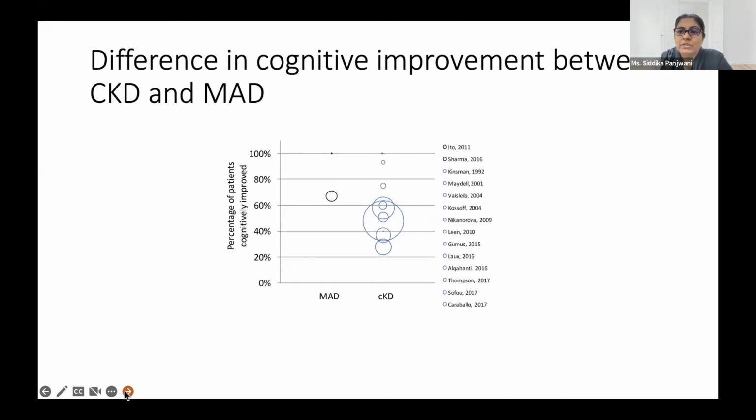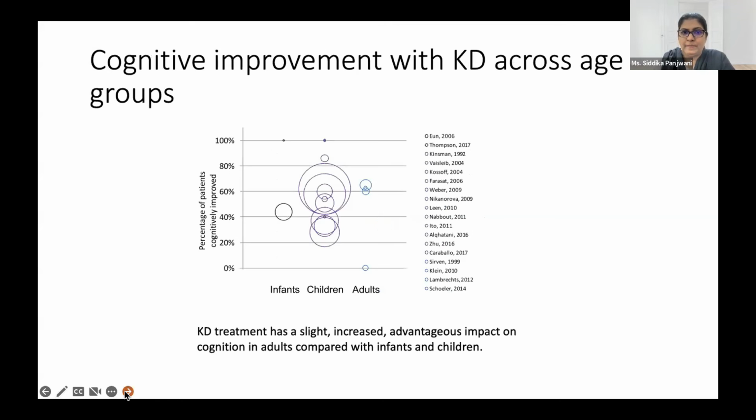Another thing they did was they compared studies which use the modified Atkins diet as compared to studies that use the classical ketogenic diet. And definitely the improvements with the classical ketogenic diet have been higher as compared to the modified Atkins diet. So possibly the number of ketone bodies that are produced and the mechanism of the diet both play a role in showing better cognitive outcomes.